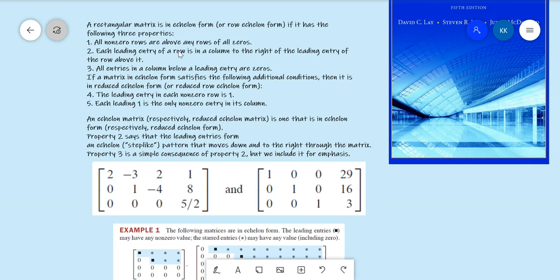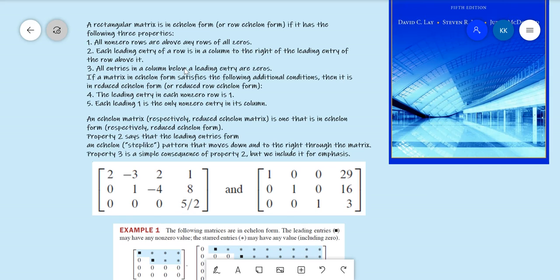Each leading entry of a row is in a column to the right of the leading entry of the row above it. So here 2 is the leading entry, and 1 is the leading entry for the second row. So 1 is in a column to the right. Here 5 by 2 is the leading entry and it is still in a column to the right of 1. It doesn't matter how many columns, it only matters that it is in a column to the right. So if this is to the right of this and the last one is to the right of the second last one, then you get a step-like pattern, where the zeros form some sort of steps.